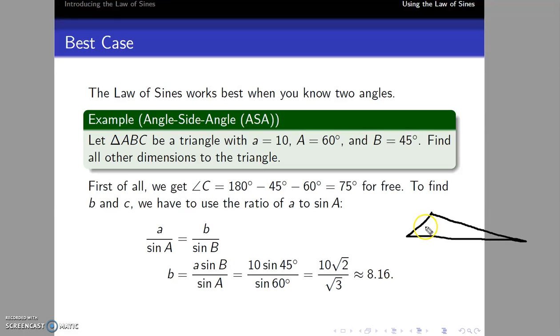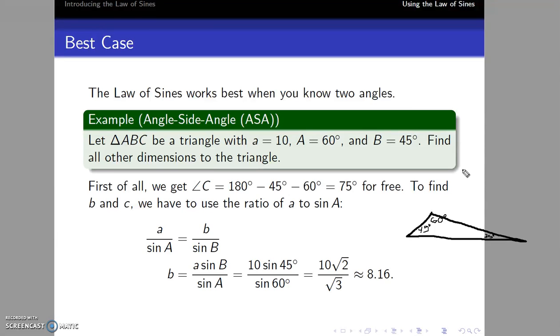So let's see here. I've got a 60-degree angle. That needs to be degrees. I've got a 45-degree angle. And you know it's not to scale because this angle here has to be 75. That's by virtue of the fact that every angle added together inside a triangle has to be 180 degrees. So if you subtract 45 and 60 degrees out of 180 degrees, you end up with 75 degrees. So hey, that's one nice thing about knowing two angles. Not just for the sake of the law of sines, but everywhere, right? Knowing two angles, you automatically get the third for free.